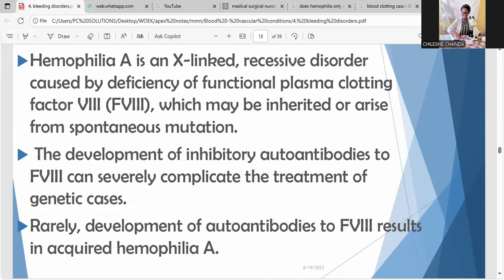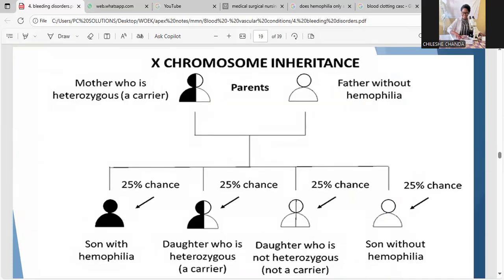The development of inhibitory antibodies to factor 8 can severely complicate the treatment of genetic cases. So rarely, development of antibodies to factor 8 results in acquired hemophilia A. So this is what happens in hemophilia, okay?